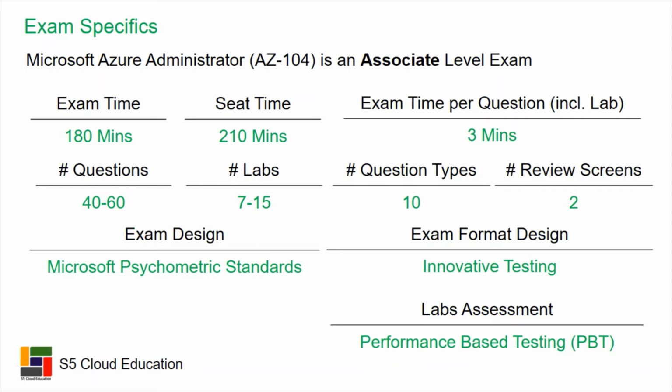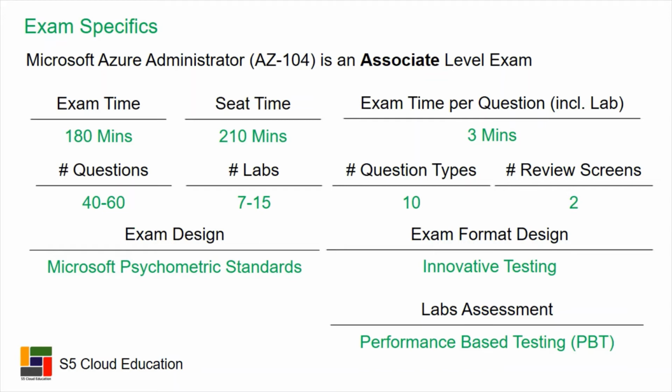Total number of questions can be around 40 to 60, mostly around 60. The number of labs can be around 7 to 15, mostly 10. So, you can expect around 10 labs and 50 other question types. We will discuss question types in the next video. Saying this, the average time per question is 3 minutes.